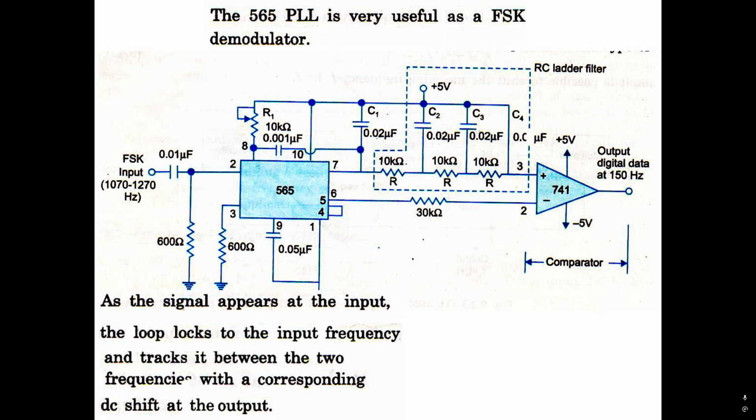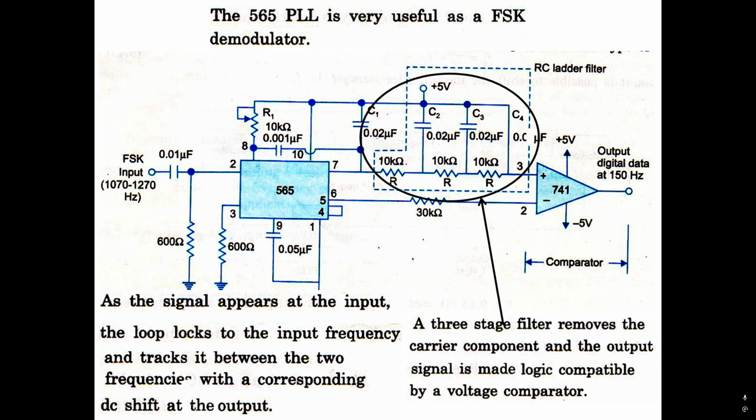As the signal appears at the input, the loop locks to the input frequency and tracks it between the two frequencies with a corresponding DC shift at the output. A three-stage filter removes the carrier component and the output signal is made logic compatible by a voltage comparator.